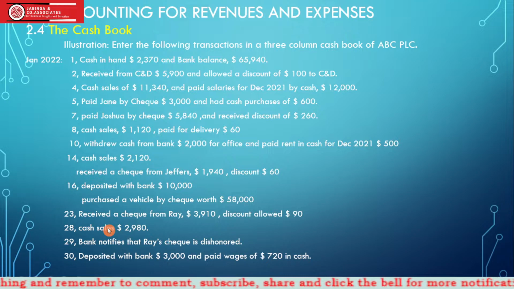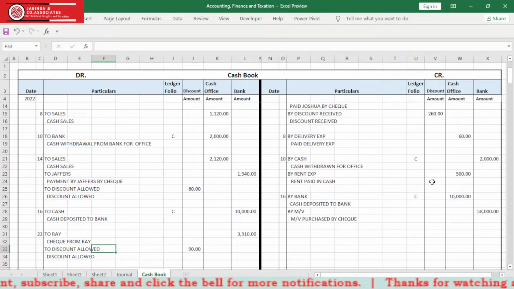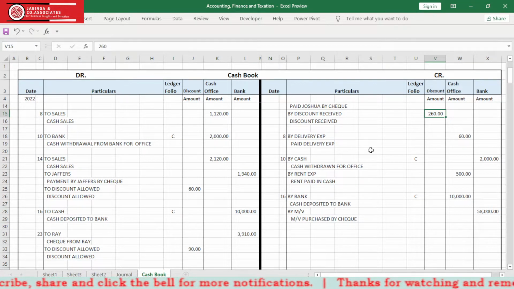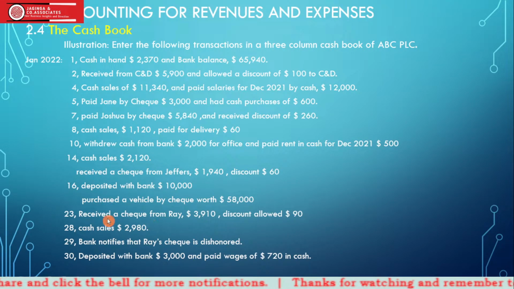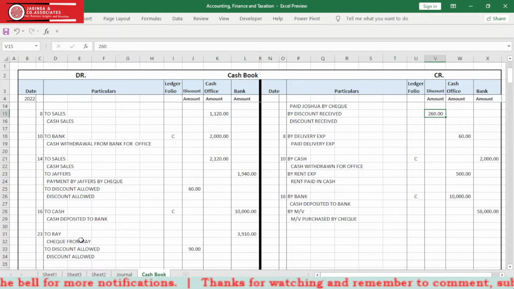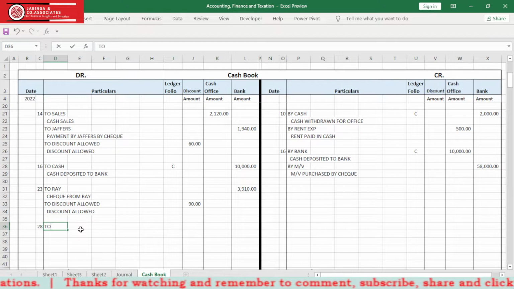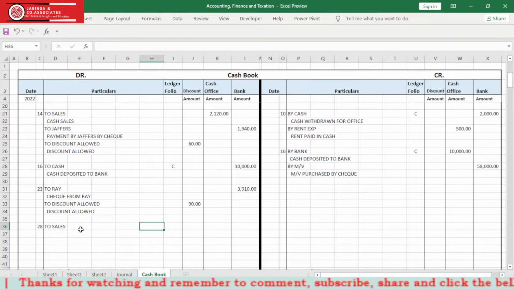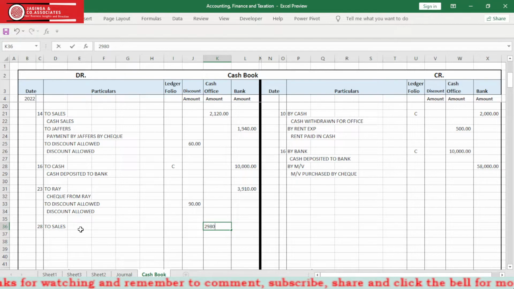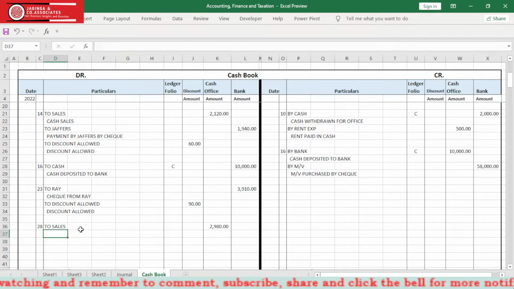And then on 23rd, we've done the entry of 23rd. And receive a discount on 260. Did we manage to put this? Yes, we managed to put the discount of 260. Let's continue to 28th. Cash sales was 2980. So 28th, 28th. So here we're at to sales was cash 2980.